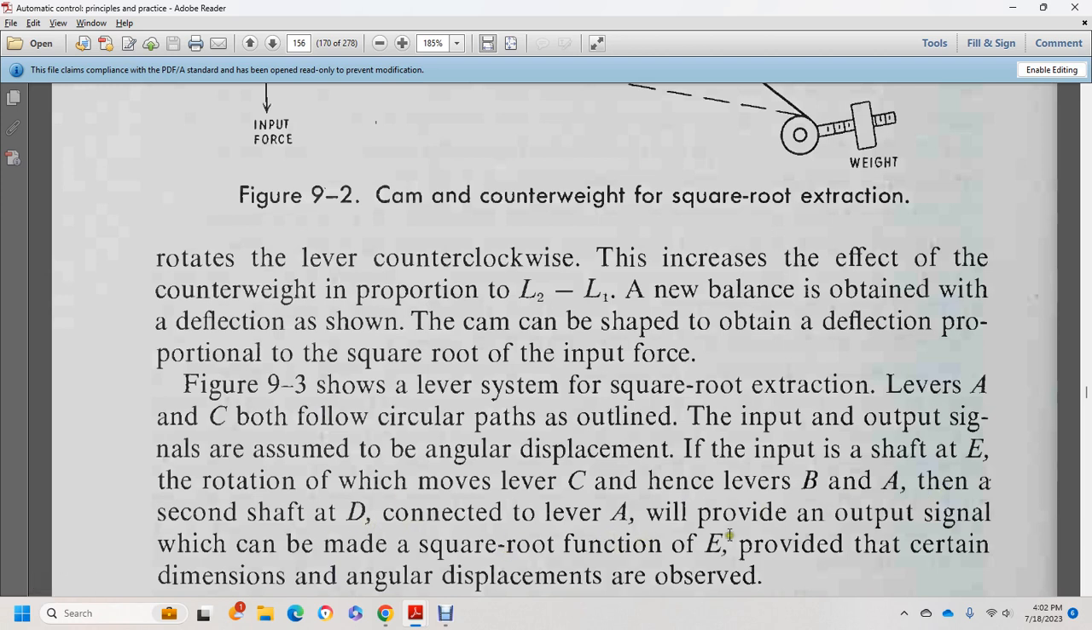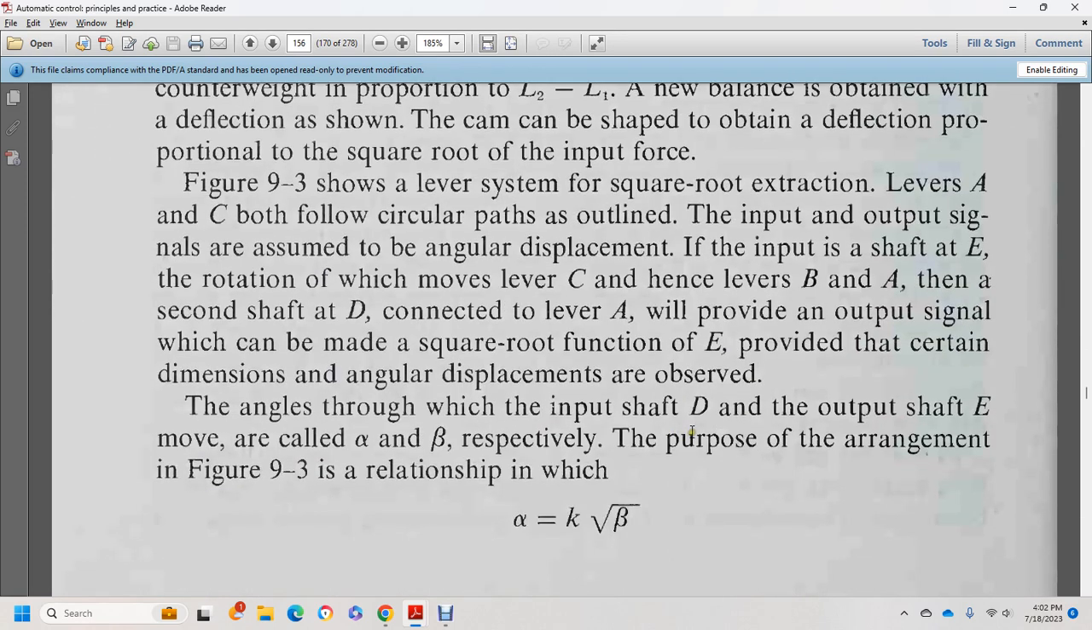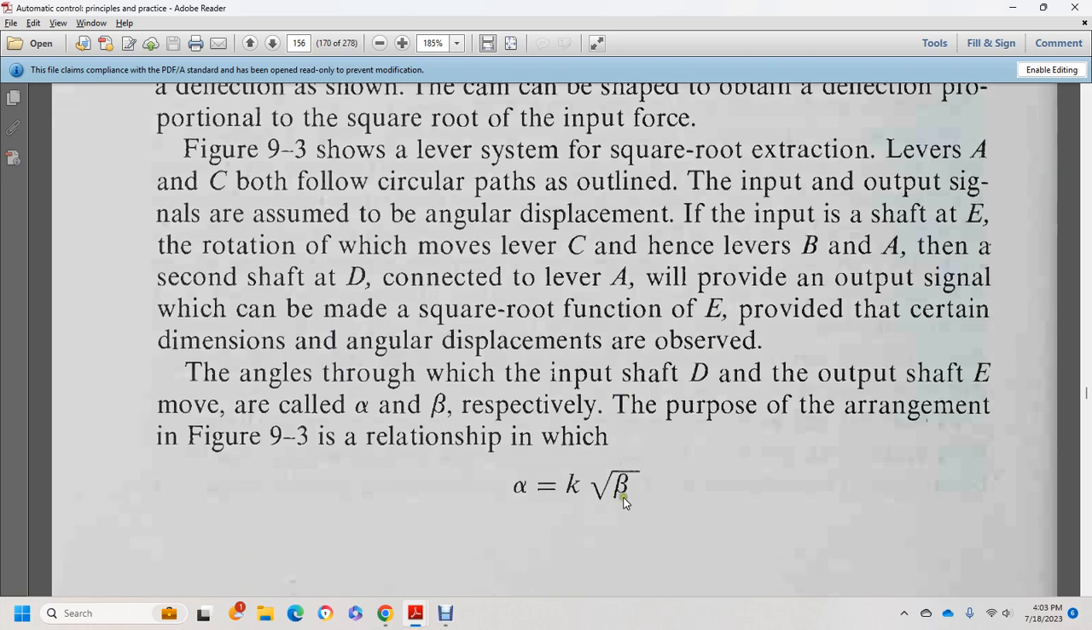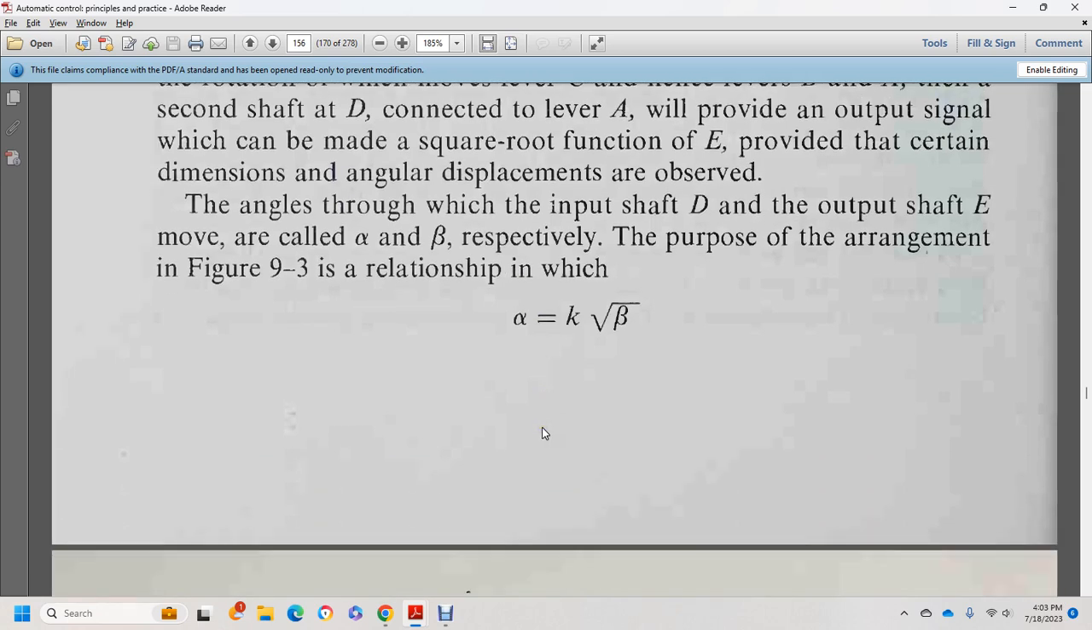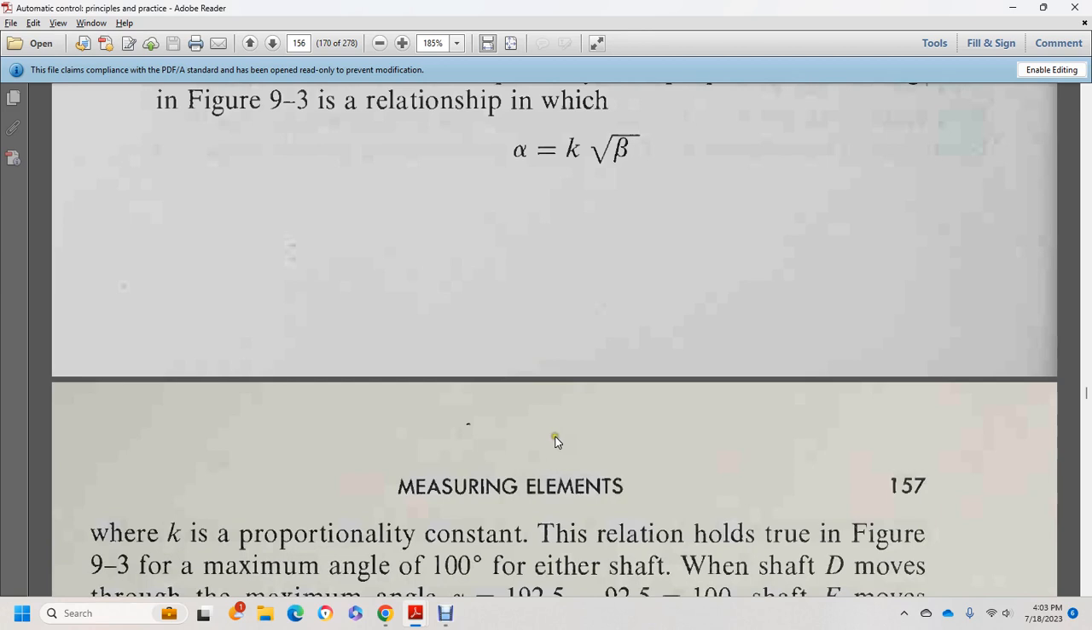Which can be the square root function of E, provided that certain dimensions and angular displacements are observed. These angles, through which the input shaft D and the output shaft E move, are called cursive A and cursive B respectively in the arrangement of figure 9.3, with the relationship in which A is equal to K over the square root of B, or alpha equals K over the square root of beta, as we'll call them.